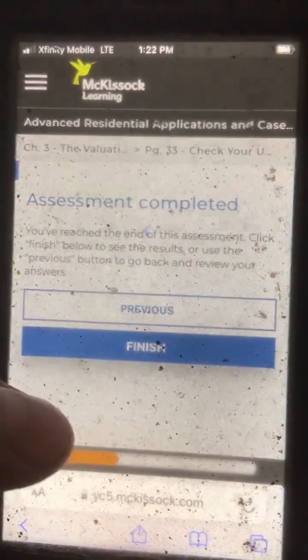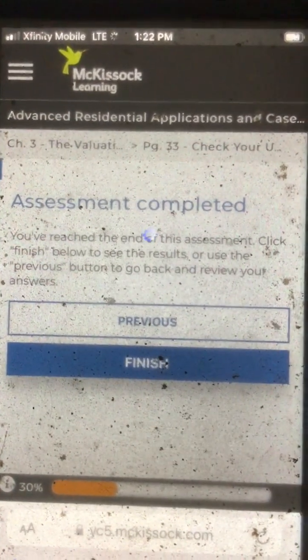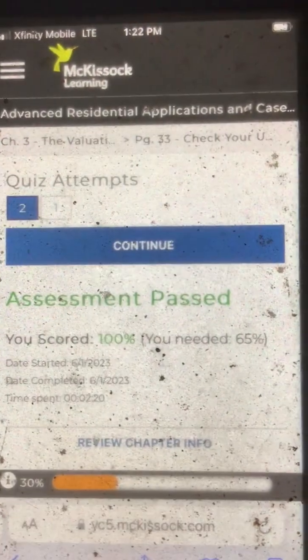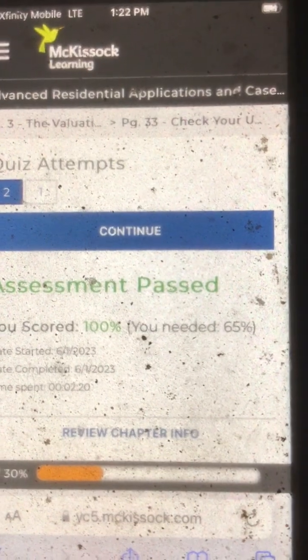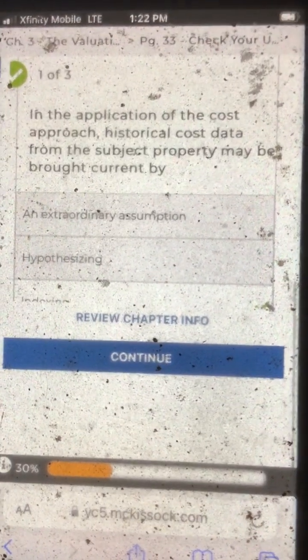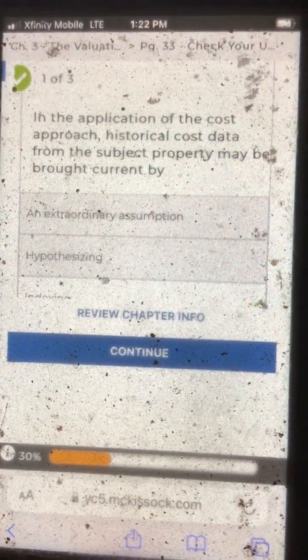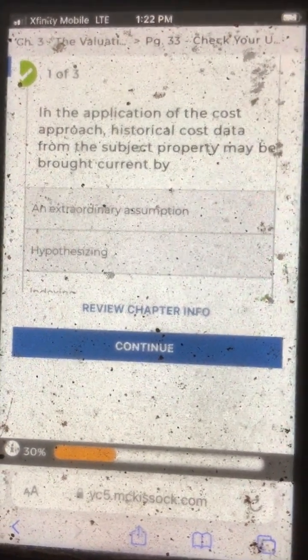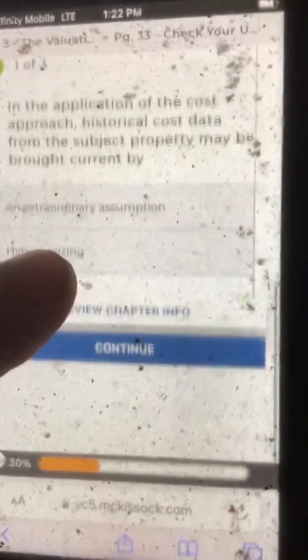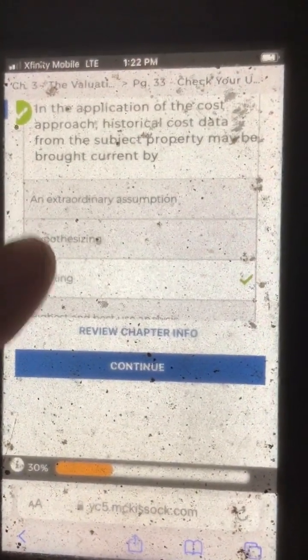Assessment completed. Finish. Assessment passed. You got a 100%. Good job. So remember, in the application of the cost approach, historical cost data from the subject property may be brought current by, you said, indexing, and that was correct.